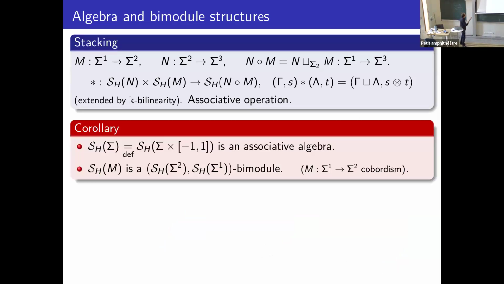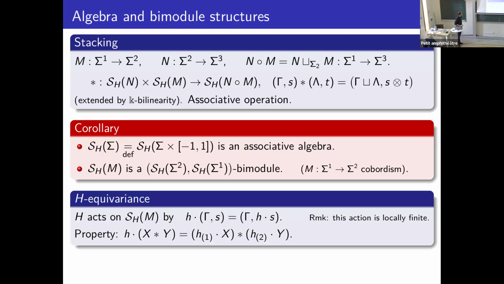And this very simple observation implies important facts, which is that if I define SH of sigma to be the skein space of the cylinder for sigma, then this is an associative algebra. The stacking gives you an associative product. The unit element is just the empty skein. And if you have a cobordism between two surfaces, sigma 1 and sigma 2, then by stacking, you get a bimodule structure. So this construction gives you algebras and bimodules.